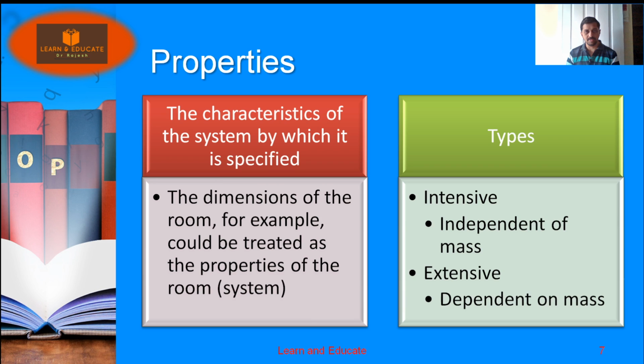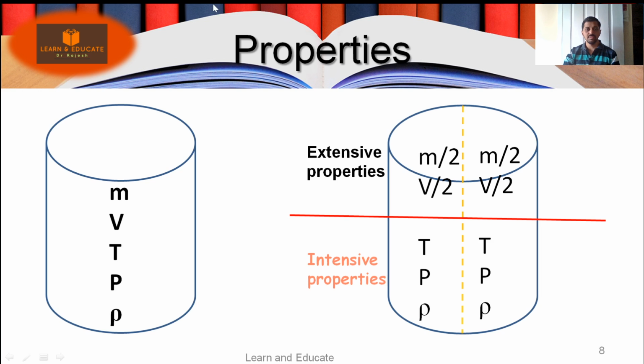Intensive properties are those which are independent of mass. Intensive, independent. Like we can learn, remember easily. Extensive are dependent on mass. So there is an easy method to differentiate between intensive and extensive properties if you are given with a bunch of properties. So this is a classical example.